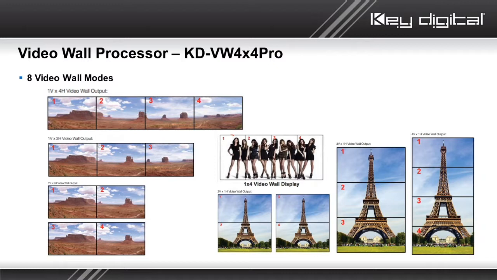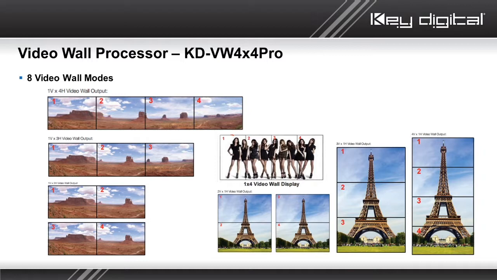3 by 1, 1 by 3, and since there's 4 outputs, if you only need 2 outs to be utilized, we actually clone that output. Output 1 and 2 have the same image, 3 and 4 have the same image if you're going 2 horizontal or 2 vertical. Now if you're using it in a 3 output configuration, 1 by 3 or 3 by 1, that 4th output is muted. It is essentially not going to be used.